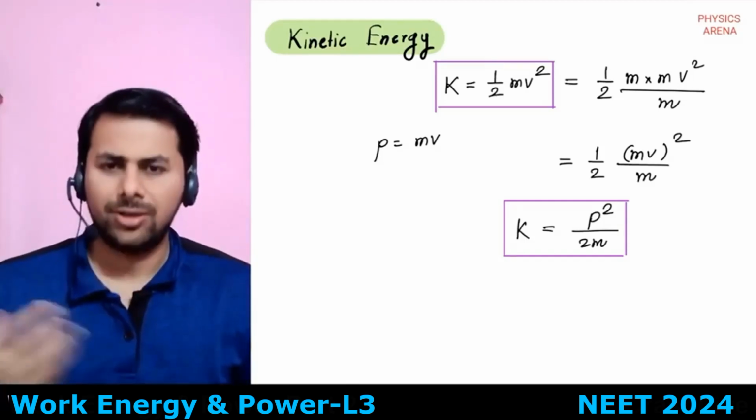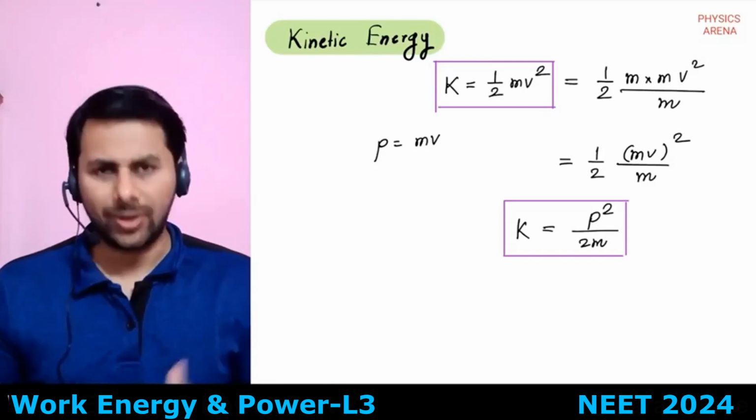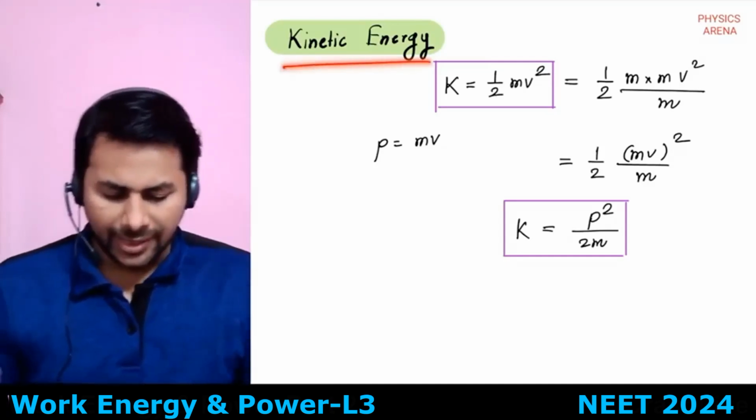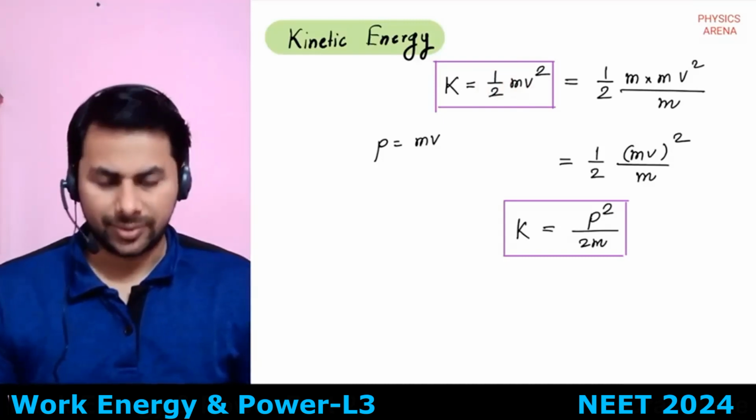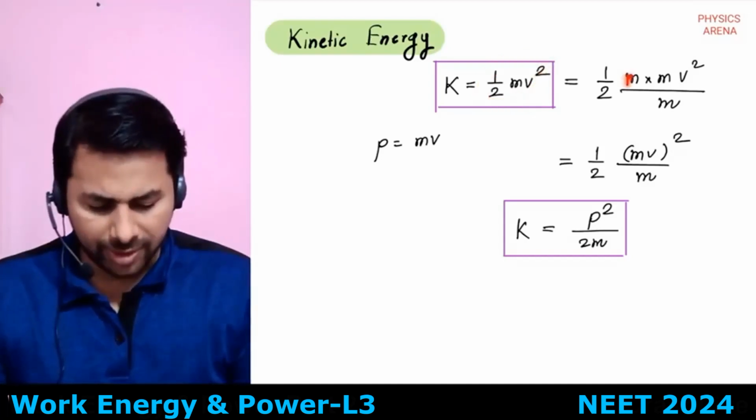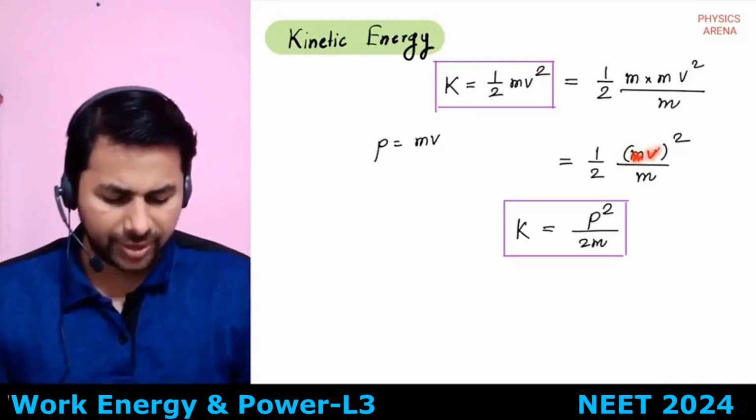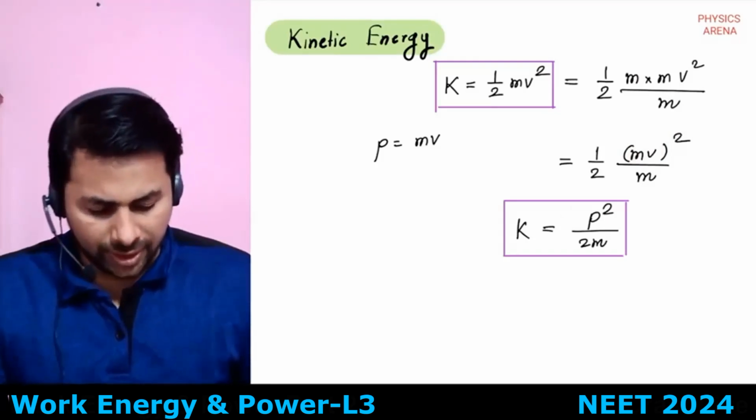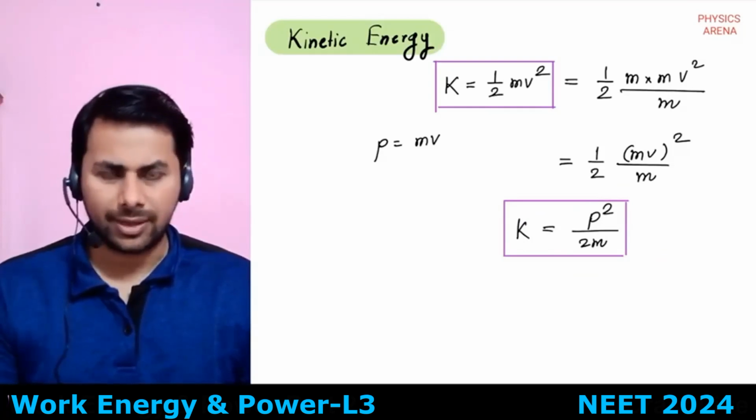So we know the kinetic energy of a body is the energy possessed by a body due to its velocity or due to its motion, we can say. So how much is the kinetic energy of a body? It is given by this formula, half of m into v square. And we can write this in terms of momentum. So we can just multiply and divide by mass. So what do we get? We get m times v square in the numerator, that is p square. So another formula of kinetic energy can be written as p square upon 2m, right?